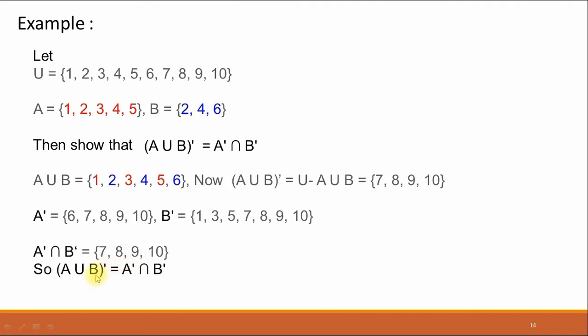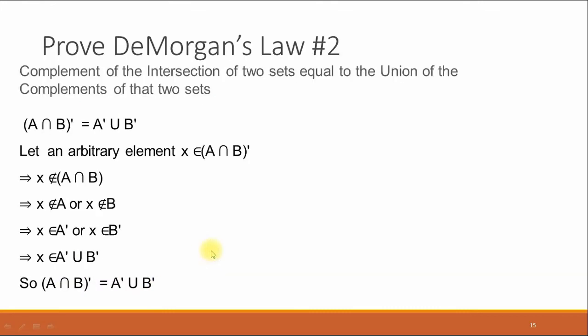So we can say that (A ∪ B)' is equal to A' ∩ B'. Now to prove De Morgan's second law. The De Morgan second law says that the complement of the intersection of two sets is equal to the union of the complements of those two sets. That is, (A ∩ B)' is equal to A' ∪ B'. Let an arbitrary element x belong to (A ∩ B)'.